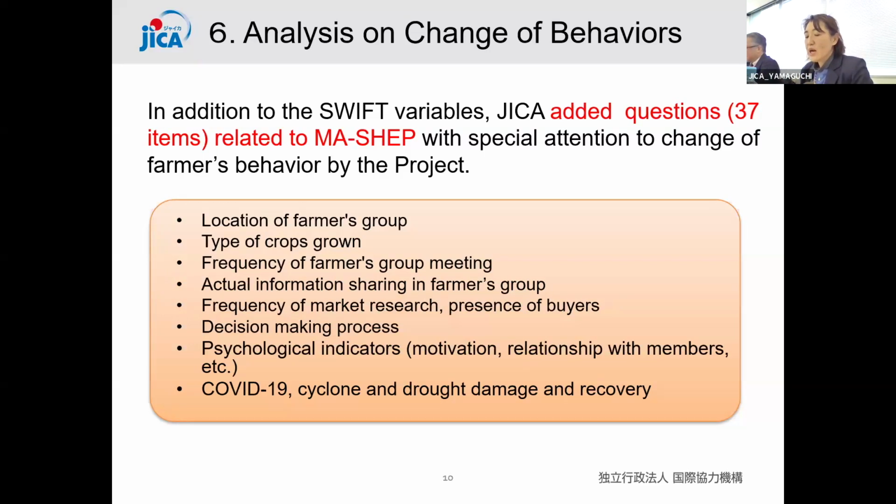And also during the survey, COVID-19 and a cyclone unfortunately occurred. So we asked about the influence of COVID-19, cyclone and drought damage, and recovery. Based on such questions, I would like to explain some examples.